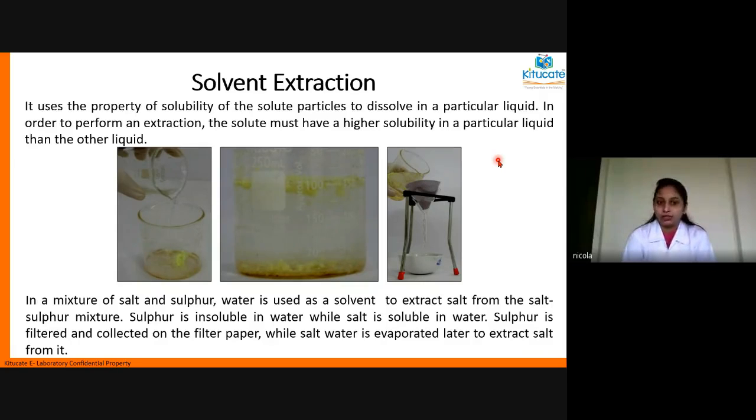Solvent extraction is a method of separating a soluble substance from the liquid. We cannot separate a soluble substance from a liquid by using a filter paper. So we need to do evaporation. By heating the liquid, the water gets evaporated and the salt remains back.